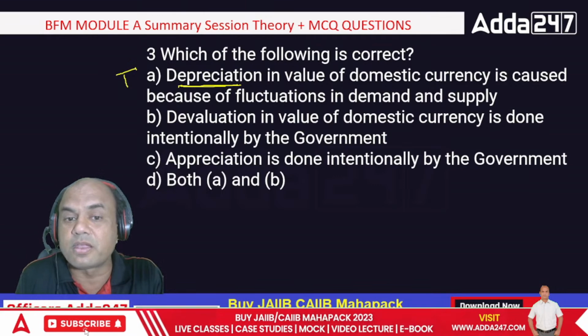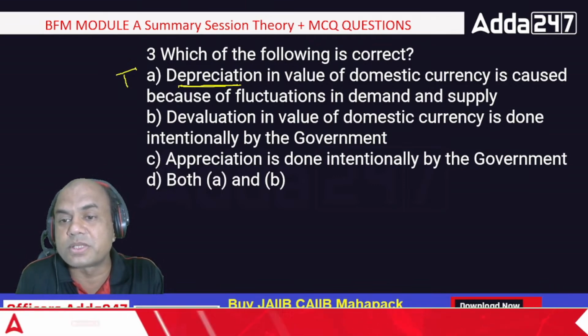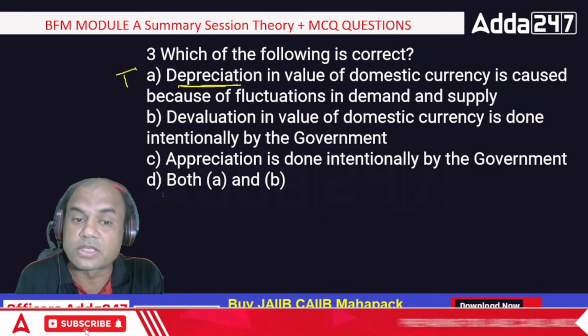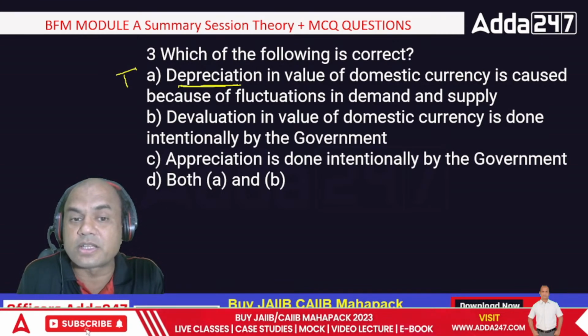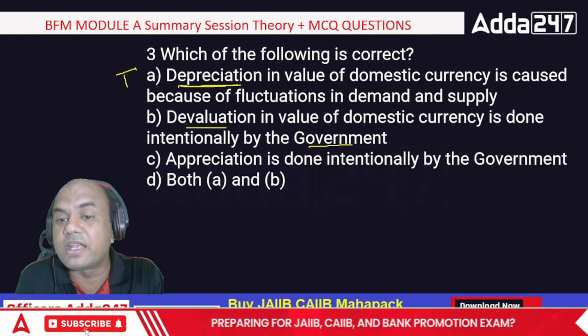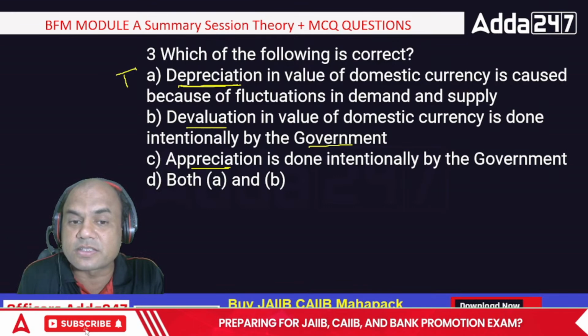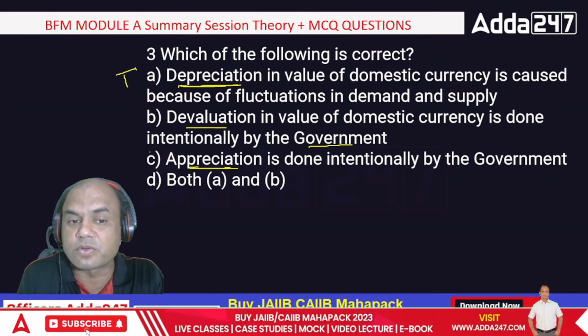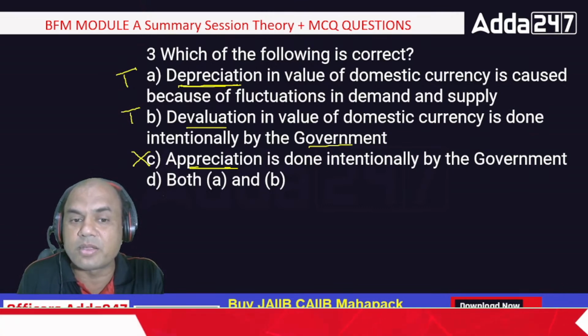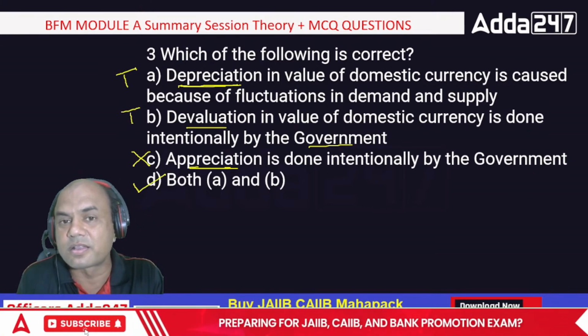Let me see what is B. Devaluation in the value of the domestic currency is done intentionally by the government. So this is also true. Devaluation and revaluation by the government, isn't it? Appreciation is done intentionally by the government. Appreciation, this is the market word. So this is false. So what is the answer? A and B. Both A and B are true, isn't it?